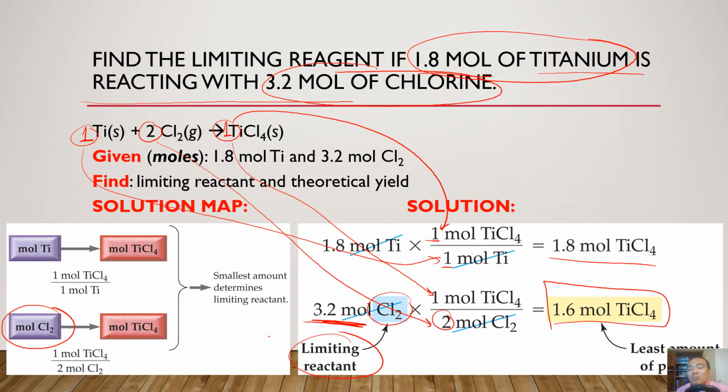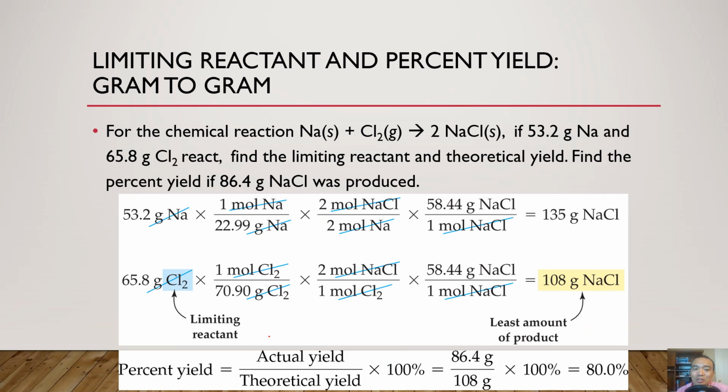Let's look at a more complicated situation, but we have done this before. For example, now we do not have moles to begin with. We have grams to begin with. In this example, we give you a chemical reaction which is already balanced. Sodium reacting with chlorine produces 2 moles of sodium chloride. So we give you 53.2 grams of sodium and 65.8 grams of Cl2. So you have two different reagents of certain amounts. We want you to find the limiting reagent.